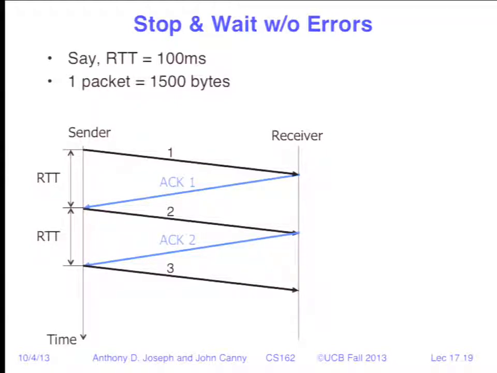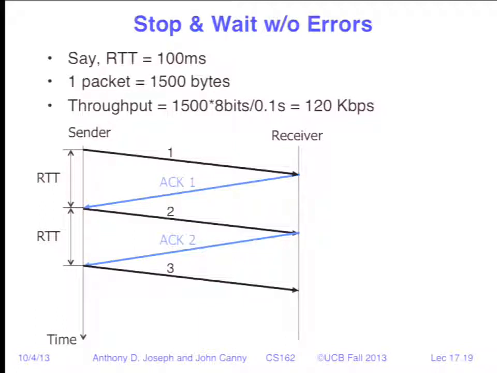Well, it's simply going to be how many bits can we get from A to B per second. So it's going to be 1,500 bytes times 8 bits over 100 milliseconds. So we get 120 kilobits per second. That's like dial-up speed, which is like twice dial-up speed, but it's pretty slow.